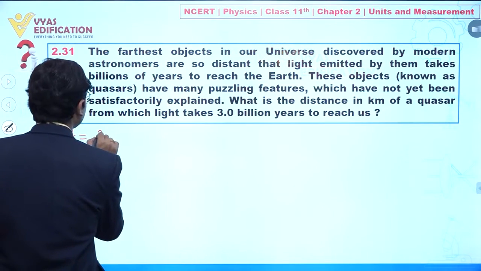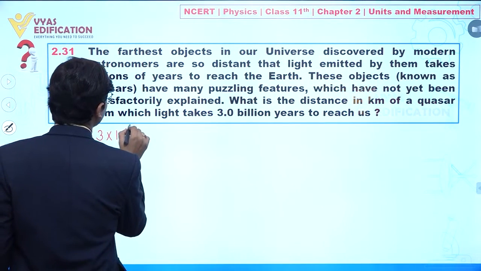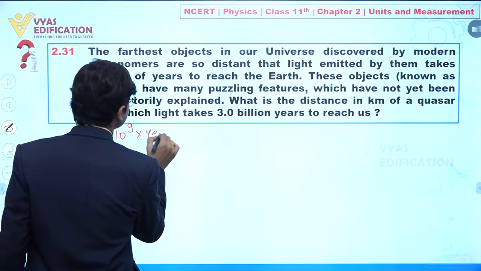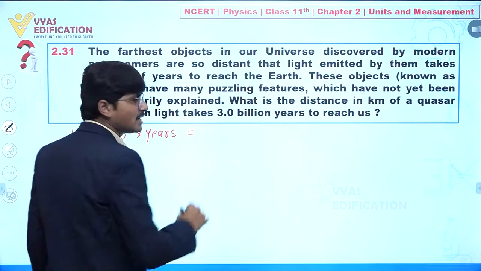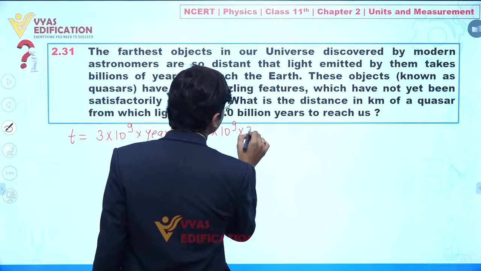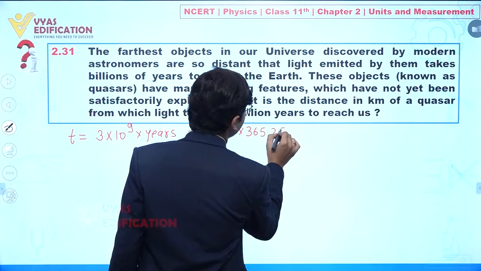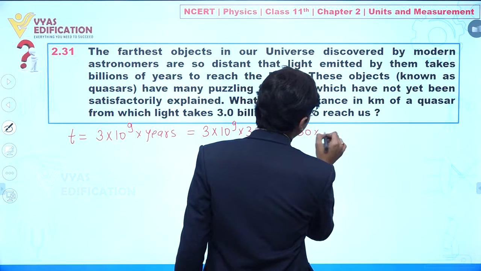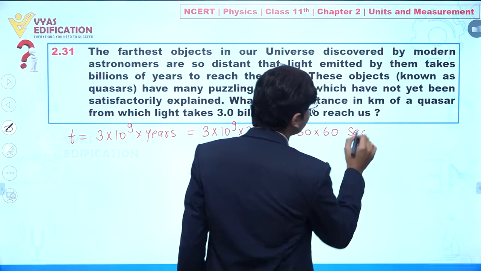So in this question the total time taken by the light to reach is 3 billion years. Billion means 10^9 years. Now can we convert this year into seconds? Yes. 3 × 10^9 × 365.25 × 60 × 60, now it is converted into seconds.